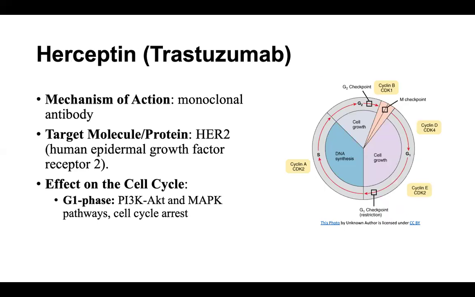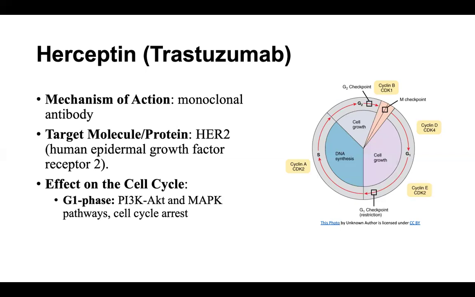The next drug we are talking about is Herceptin, which is also known as trastuzumab. The mechanism of action for Herceptin is it's a monoclonal antibody that specifically targets the human epidermal growth factor receptor 2, also known as HER2. So HER2 is a receptor tyrosine kinase that is overexpressed in some breast cancers. So binding of Herceptin to HER2 inhibits its activation and signaling. In this case, the target molecule or protein is HER2, the human epidermal growth factor receptor 2, and its effect on the cell cycle is mostly in the G1 phase.